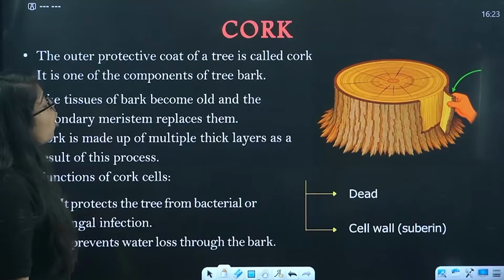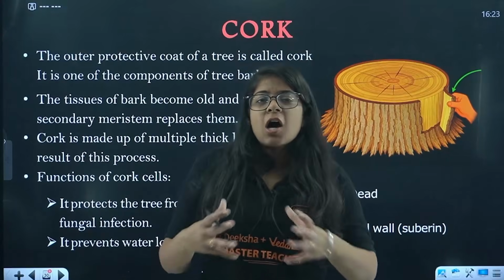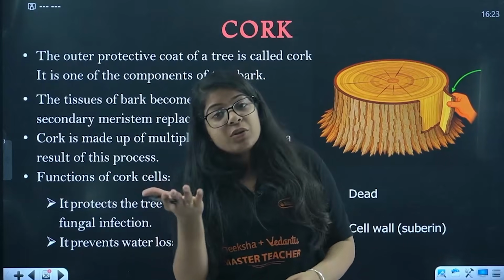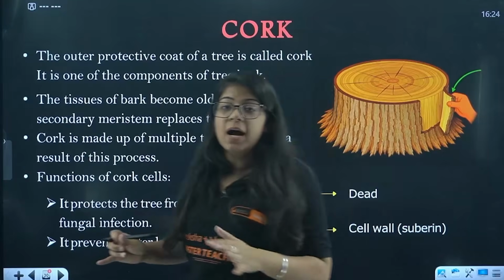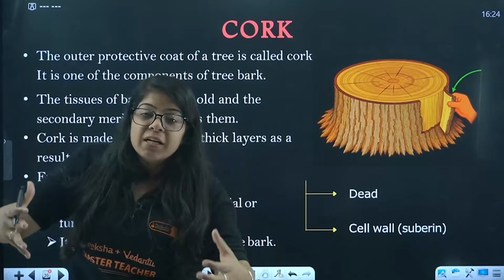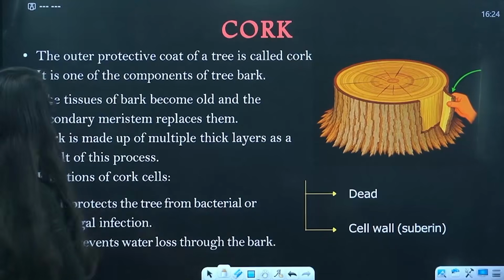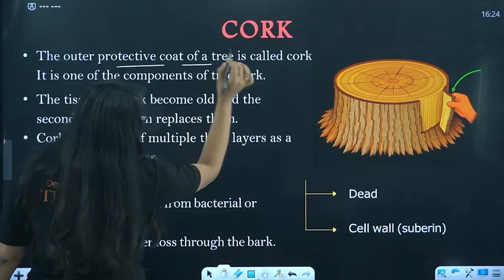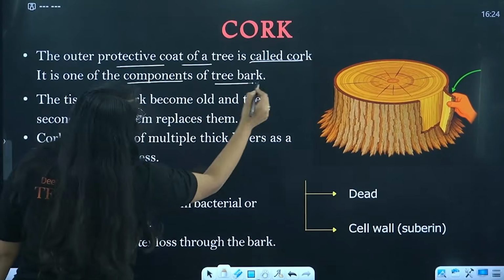Next, we have cork tissue. Now you have seen trees, how hard the outer part of a tree is, that you need a mechanical saw to cut it. So it is really hard. It provides strength, it provides a protective layer to our tree. The outer protective coat of a tree is called cork. It is one of the components of tree bark.